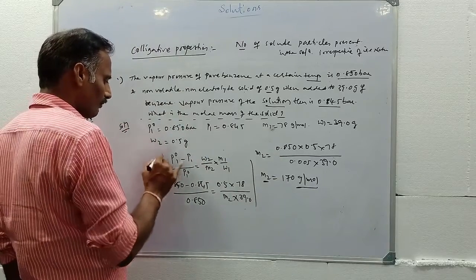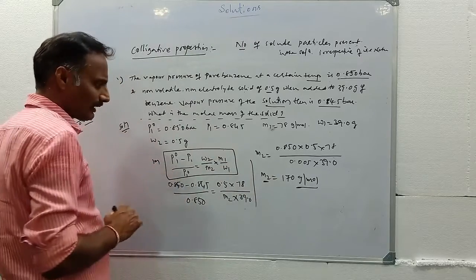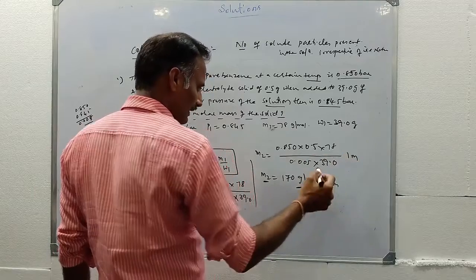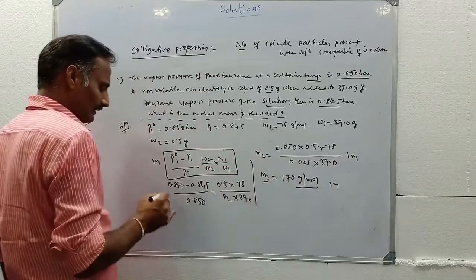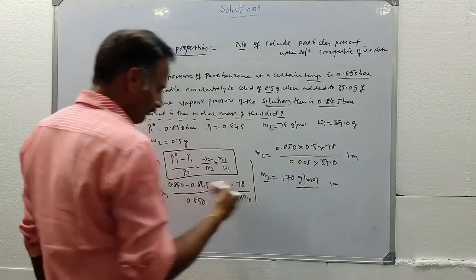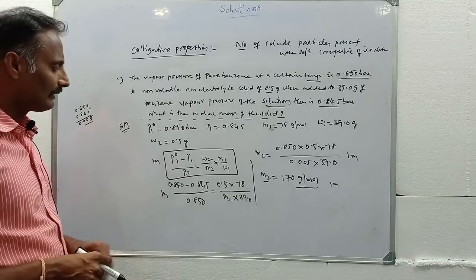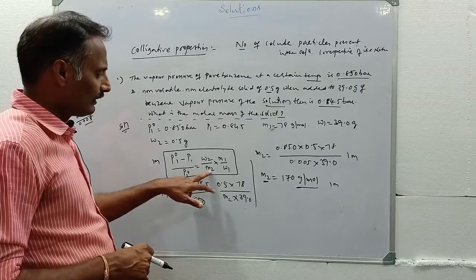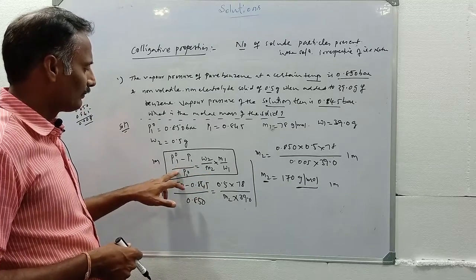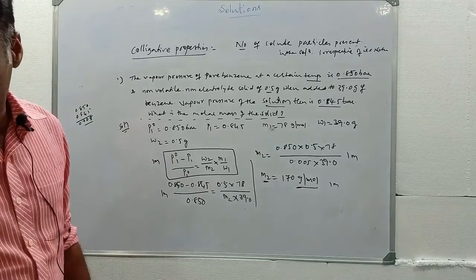And during examinations we award marks: the formula carries 1 mark, if you write it correctly, substitution carries 1 mark, and the answer carries 1 mark. Like this we award marks for this problem series. This is one of the important problems. Like this we calculate the molecular mass of a solute by using relative lowering of vapor pressure.